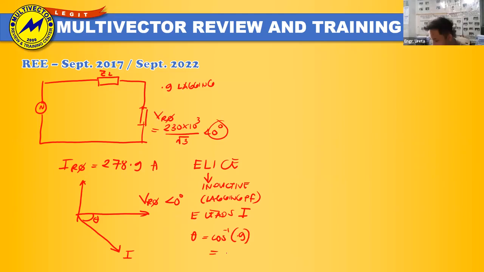Okay, which is just equals to, arc cosine ng 0.9 is 25.84 degrees. Therefore, our receiving current per phase is just equals to 278.9 angle, ano yung angle natin? Dapat negative. Negative yung angle natin, minus 25.84 degrees. Okay, so bakit minus? Kasi nga leading yung voltage.